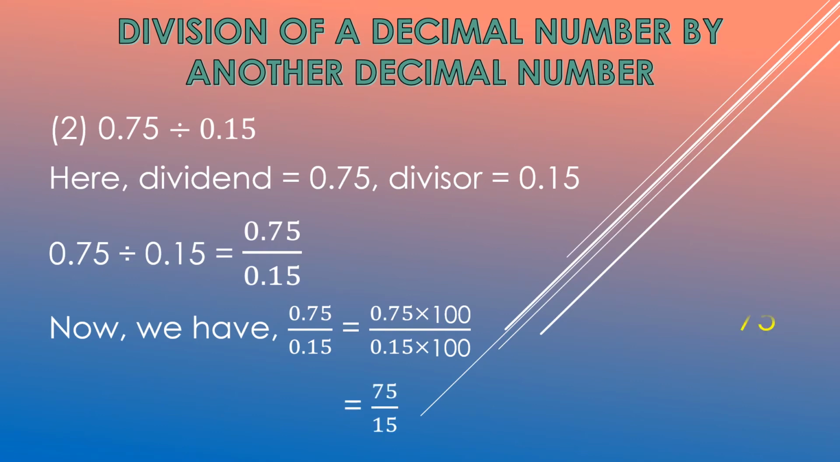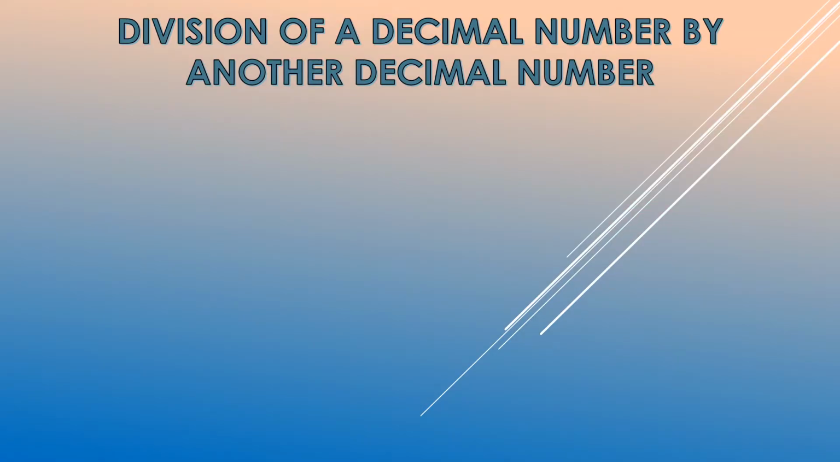Now divide 75 by 15. How many times? 5 times, because 15 5s are 75. So write 5 in quotient above the line and subtract 75 minus 75. We get 0 as remainder. So the quotient is equal to 5. Let us solve one more question.